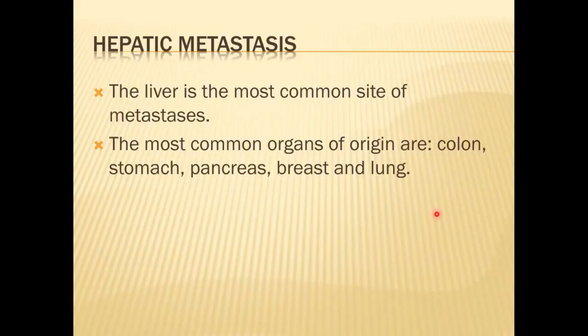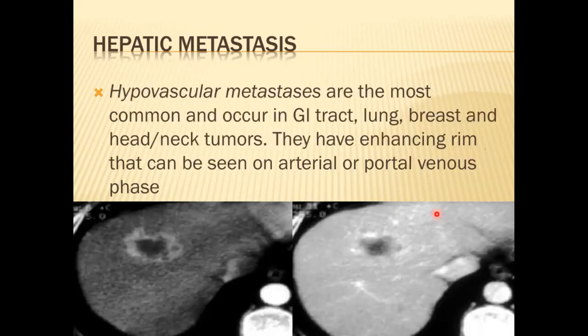Metastasis. The liver is the most common site of metastasis. The most common organs of origin are colon, stomach, pancreas, breast, and lung. There are multiple types of metastasis. Some are hypovascular, some are hypervascular, some are calcified lesions, some are cystic lesions.